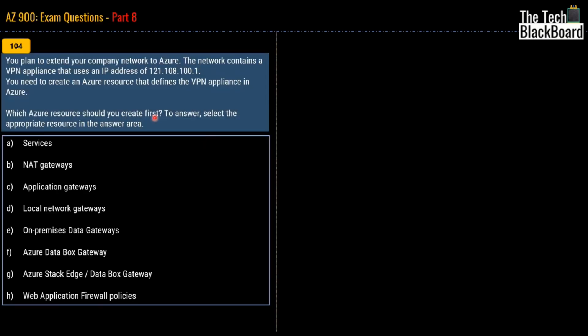Now let's quickly jump to question number 104. The question says that you plan to extend your company network to Azure. The network contains a VPN appliance that uses an IP address of 121.108.100.1. You need to create an Azure resource that defines the VPN appliance in Azure. Which Azure resource should you create first? To answer, select the appropriate resource in the answer area.